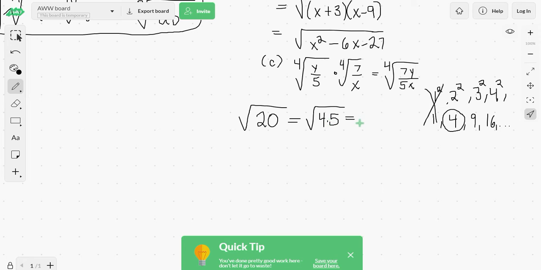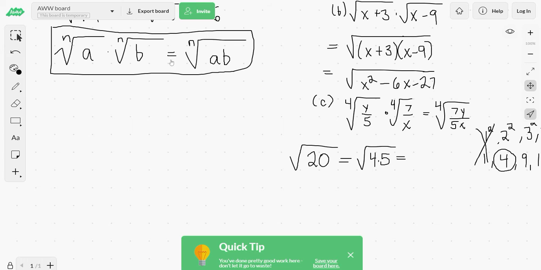And then now, because we've got that property we wrote down over here, we've got this square root of 4 times 5, so we can split it up. We can look at it like we've got the left-hand side and split this up into 2 radicals like we've got in the formula on the left. So this becomes the square root of 4 times the square root of 5. And then the square root of 4 is just 2, and then the square root of 5 we can't simplify, so we just end up getting 2 times the square root of 5. So the square root of 20 is 2 square root 5.